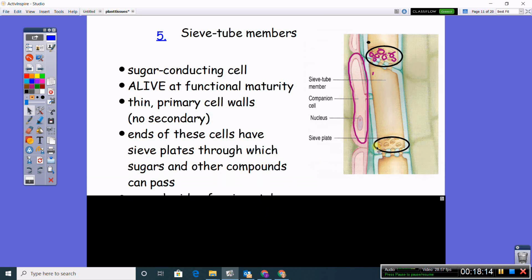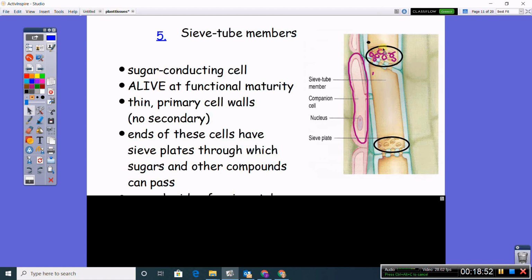The reason they're called sieve tube members is because they have these sieve tube plates, or sieve plates, at the end, through which sugars and other compounds can pass. The reason we have that is to regulate the transport of sugar. Usually it's going to be made more in the top of the plant, like by the leaves, and then it's going to travel down to the other parts of the plant and maybe to the roots.